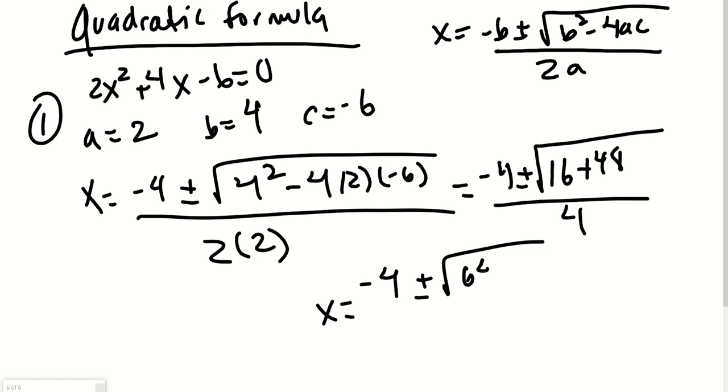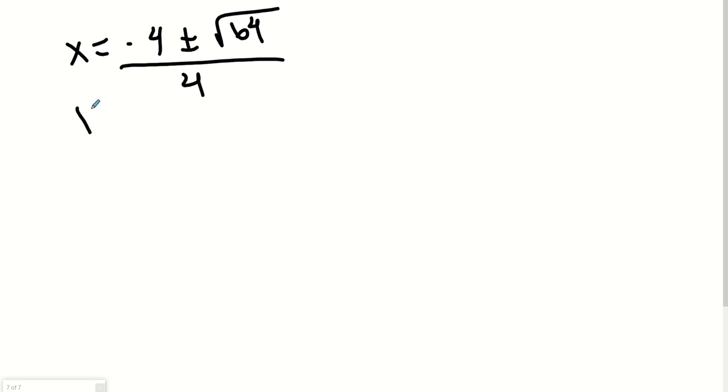64. That's all over 4. Now, let me just take this to the next page. We had x equals negative 4 plus or minus square root of 64 all over 4. Well, I know that the square root of 64 is 8. So now we have x equals negative 4 plus or minus 8 all over 4.